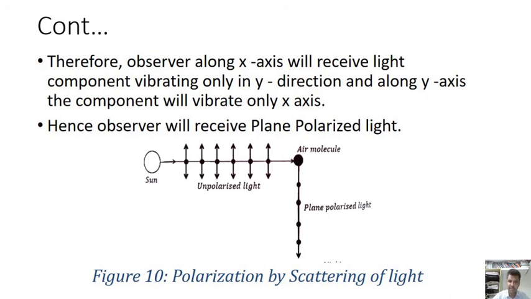You see, from the sun, unpolarized light is incident and moves through air molecules, where it gets scattered. In this scattering, the scattered light comes out in the form of plane polarized light.